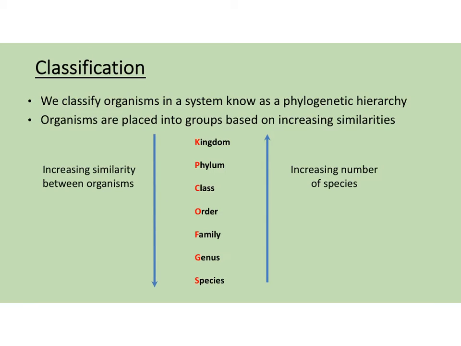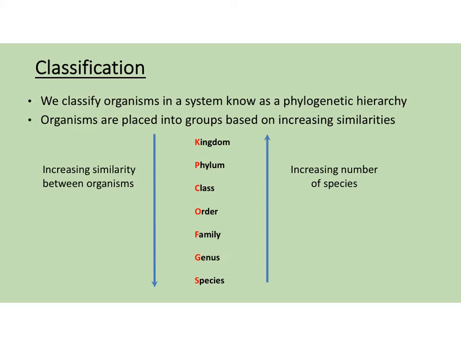So as scientists, we have to classify organisms to be able to name them all over the world, and everyone knows what we're talking about. So we use a system known as the phylogenetic hierarchy, where organisms are placed into groups based on their increasing similarities. So the groups are called kingdom, phylum, class, order, family, genus, and species.